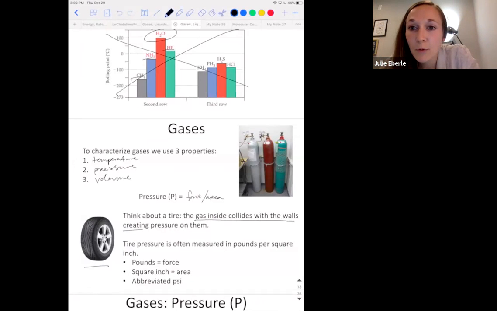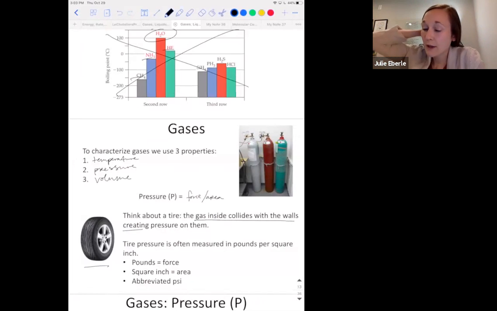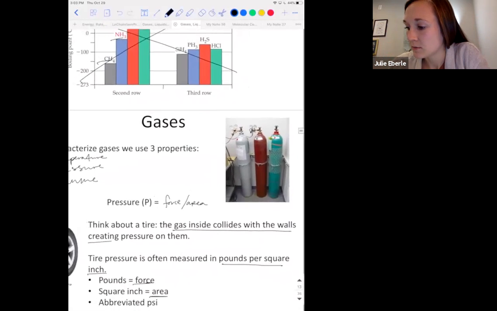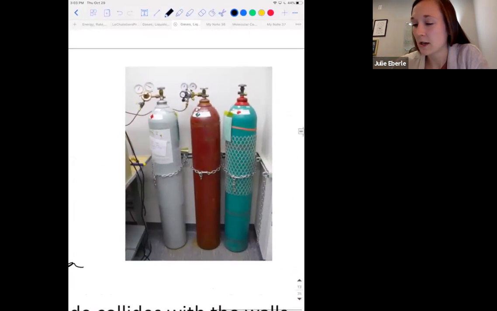But tire pressure, that's how pressure is created. We have a lot of different units for pressure, by the way. I'm sorry, I don't know why there are so many units, but one of the units right here is pounds per square inch. That's actually how we measure tire pressure. The pounds is from the force, the force on the walls of the tire. Per square inch, and a square inch is an area. So pounds per square inch, we abbreviate it PSI. So that's one unit for pressure, PSI. Before we move on though, this other picture, what is in this picture? What are these? Anybody know?